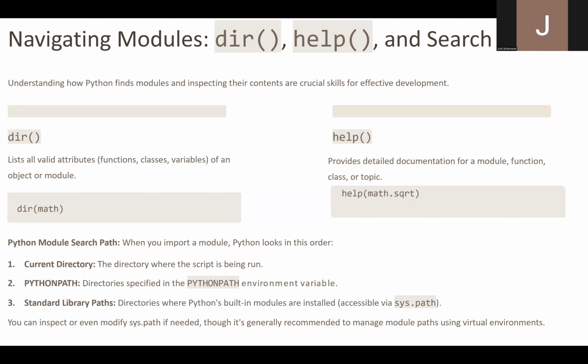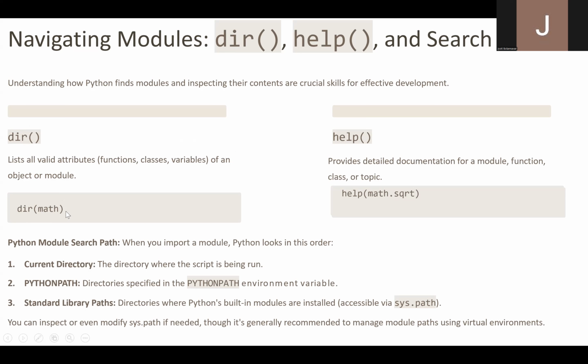Okay, let's start with dir. Dir is nothing but directory. In short, it is dir. If you use this function on a module, it is going to list out all the valid attributes, like functions, classes, variables of an object or a module. So for example, if we want to see what are the functions, classes, variables available in the math module, then we can use dir(math).